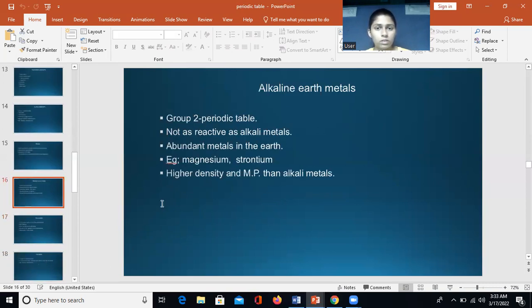Then alkaline earth metals. They are group 2 of the periodic table. They can be seen in group 2 of the periodic table, and they are not as reactive as alkali metals. They are abundant metals in the earth, for example, magnesium and strontium, and they have higher density and melting point than alkali metals.